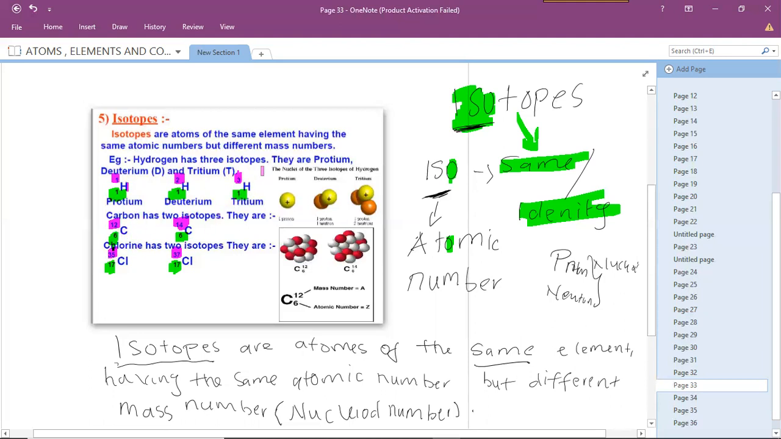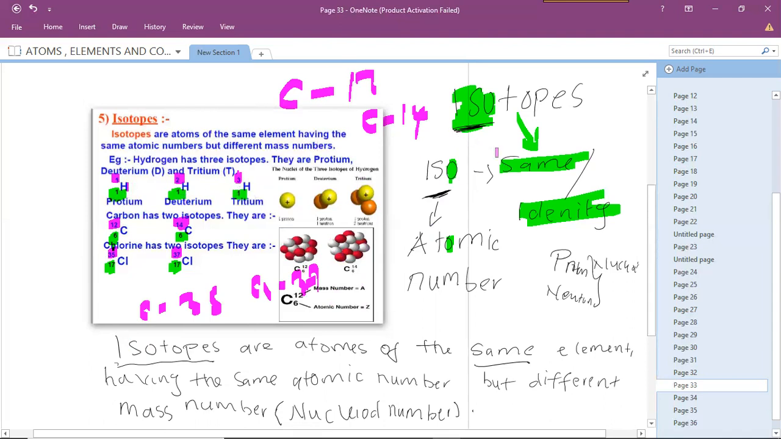Isotopes of carbon, we usually name them as C-12 or C-14, so some will say carbon 14, carbon 12. Same with chlorine: chlorine 35, chlorine 37. But most of all, the examiner just wants you to know how to define an isotope and maybe give examples of certain elements that have isotopes. And you can say hydrogen, deuterium and tritium.